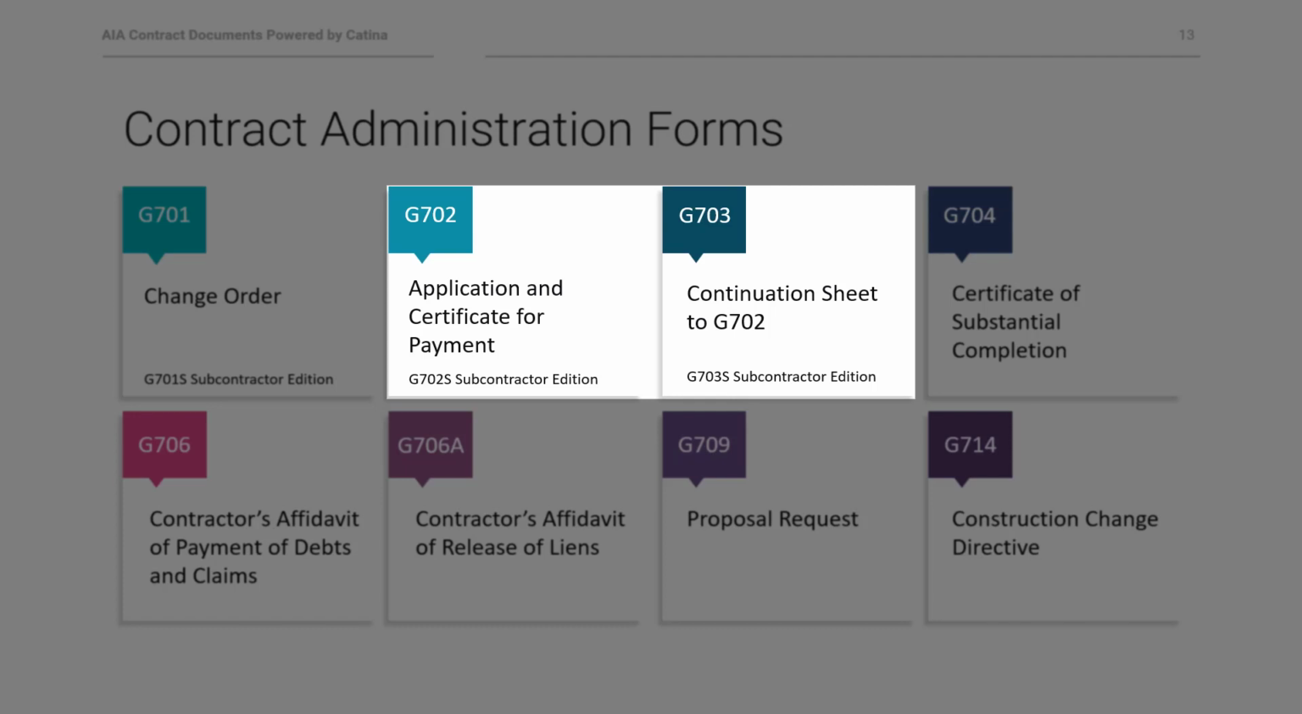So on the continuation sheet, the G703, you are breaking down the details and then filling out the application to the payment, the G702, with a big picture, a cover sheet, so to speak.